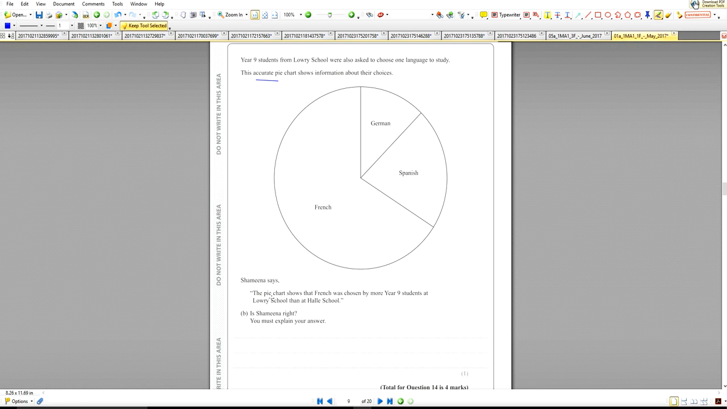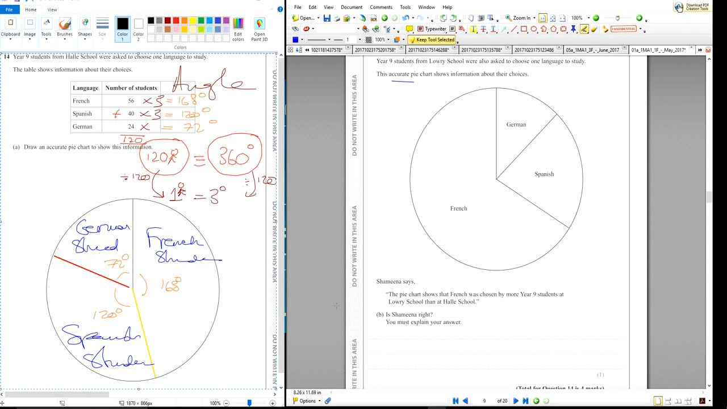Now, this particular question. It says here, is Shamima right? You must explain the answer. Now, if you look back at the previous question, we can see that the French angle was 168. That's what we know from the previous. But we also know how many students were in there is 56. Now, if you look at the French angle here, even though the angle is more, it might be representing fewer students. So we can't really tell because we don't know how many students were in that second school. So our answer is this.